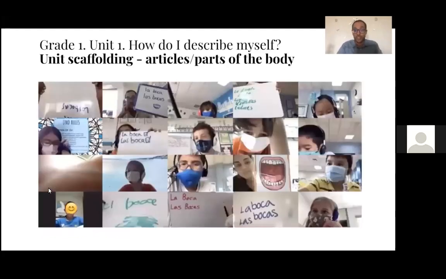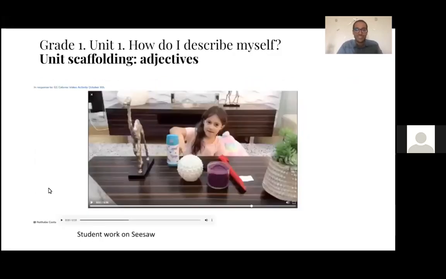Then we moved to the basic vocabulary they needed for the unit. So we started learning the parts of the body. Also, we looked at some grammar. In this case, you can see that we were writing the vocabulary words in singular and plural, and we were working on the articles el, la, los, las, feminine, masculine, singulars, and plurals. Then we started learning the adjectives.